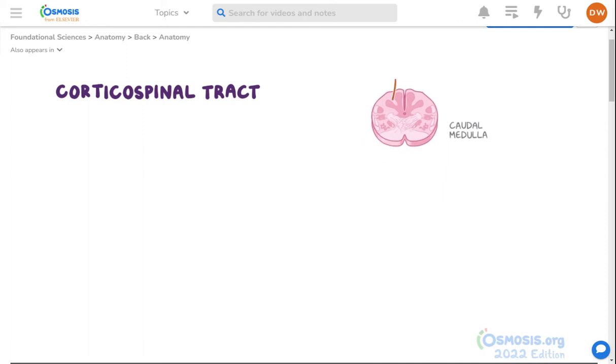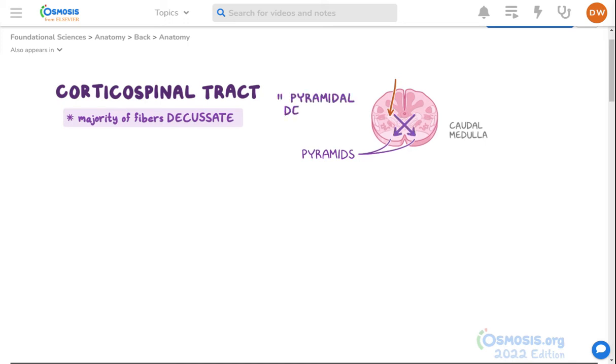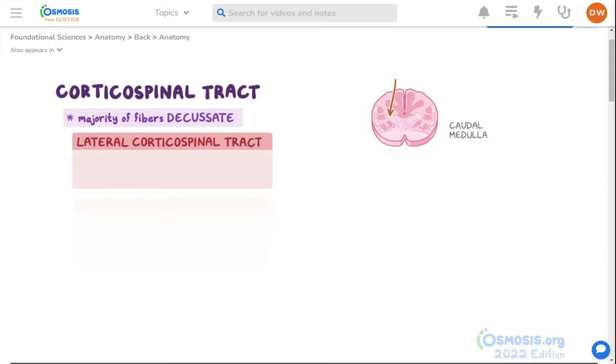At the medulla, these fibers bundle together and create swellings known as the pyramids, and the majority of the corticospinal fibers decussate or cross over to the opposite side at the level of the caudal medulla, in what's known as the pyramidal decussation. At this level, the corticospinal tract divides into the lateral corticospinal tract and the anterior corticospinal tract.